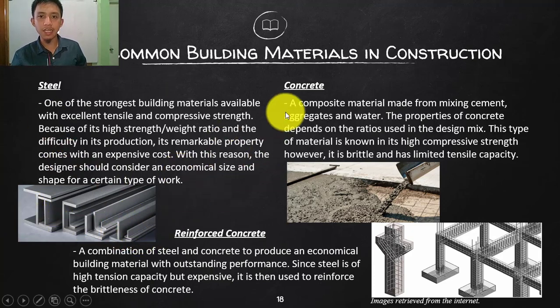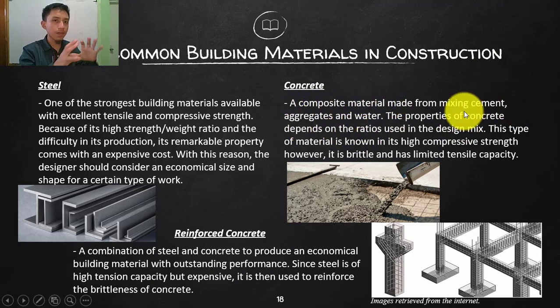Okay, so that is steel. Concrete. The second commonly used material is concrete. It is a composite material made from mixing cement, aggregates, and water. The aggregates could be sand, coarse aggregate such as gravel, which are used as an ingredient in your concrete.